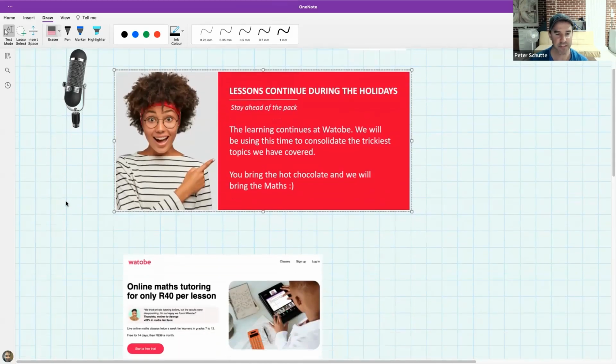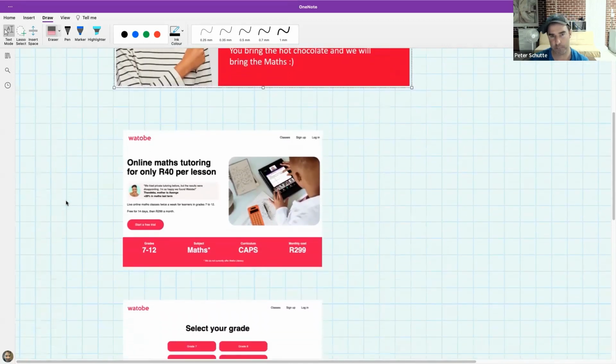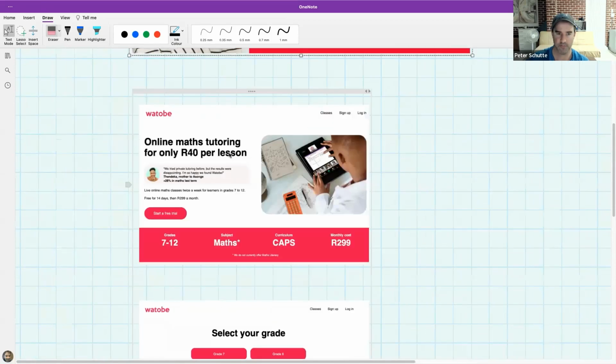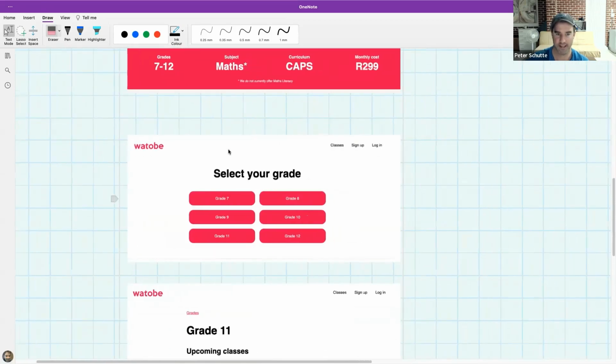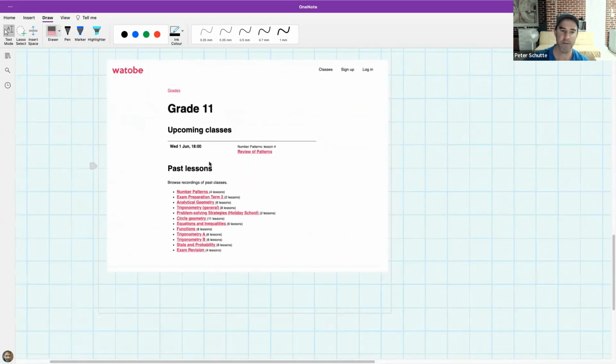The other thing is with so many students going into exams, I often get asked, can you help us with this topic? Can you help us with that topic? Now, in the actual lesson today, we've got a topic called quadratic patterns, but we've been doing this a while now. So if you go to the website and you go to classes, I've taken some screenshots, and then you go to grades, click on grade 11, you will see a whole bunch of recordings from earlier topics. And if you need to, you can even go back to earlier grades like grade 10.